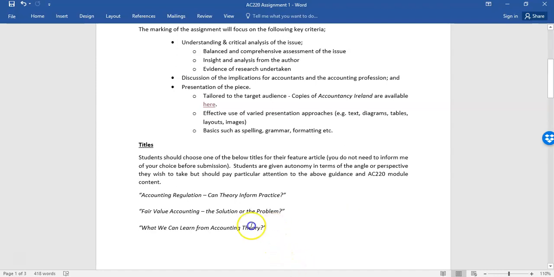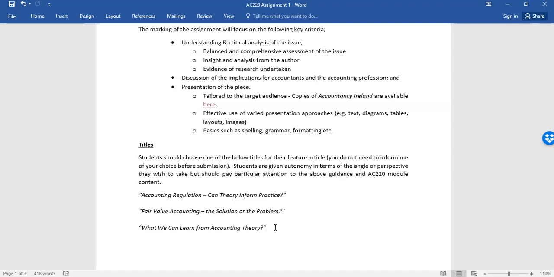And the last one is, I suppose, a bit broader, that you can talk on regulation theories, you can talk on normative accounting theories, you can talk on positive accounting theories. I just left it open and said, what can we learn from accounting theory? So you might want to talk to your target audience and say, this is what we can learn. This is the problems of where accounting is today as a profession. Are we at a crossroads in certain areas?